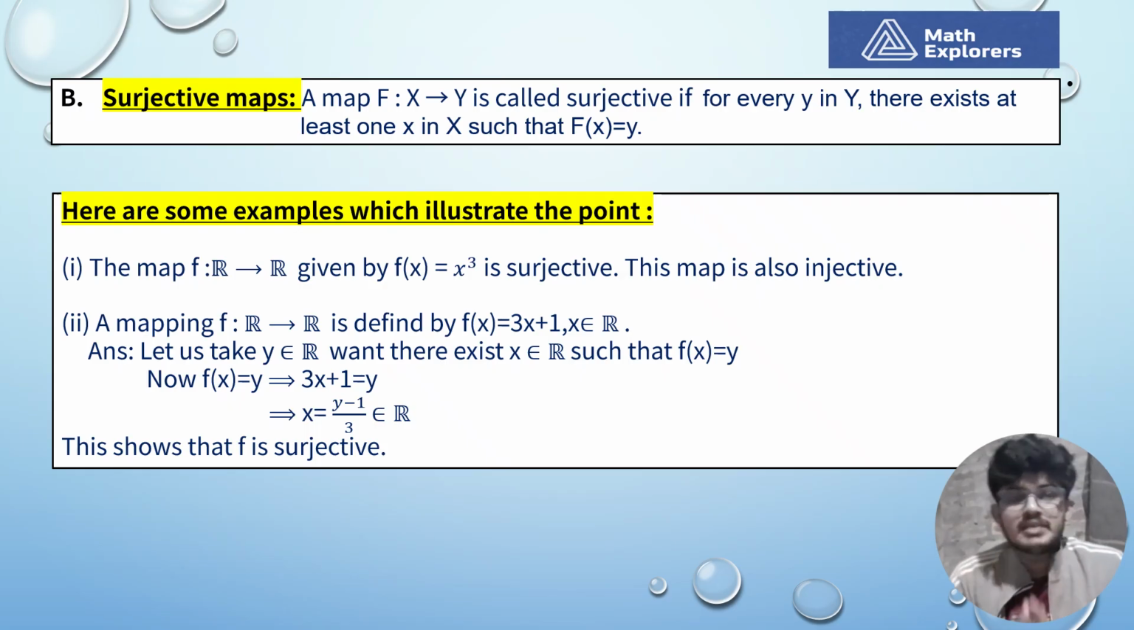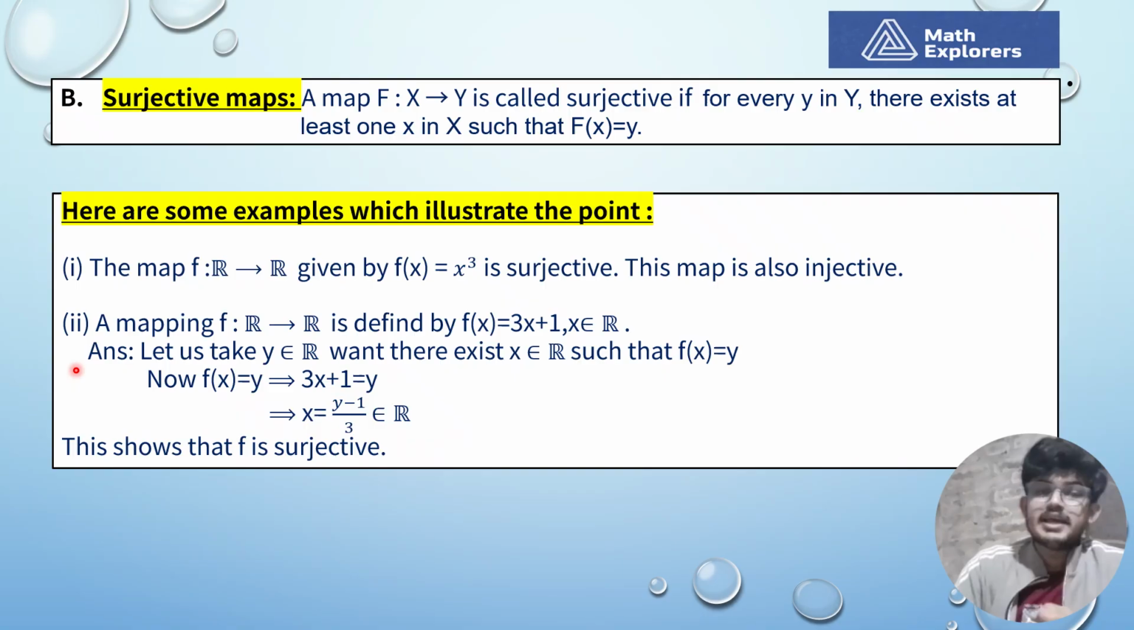Now what is the definition of surjective maps? A map f such that X to Y is called a surjective map if for every y in capital Y, that is codomain set, there exists at least one x in domain set capital X such that f of x equal to y. So some example, f such that R to R is given by f of x equal to x cube. It is surjective. It is obvious. You can check easily.